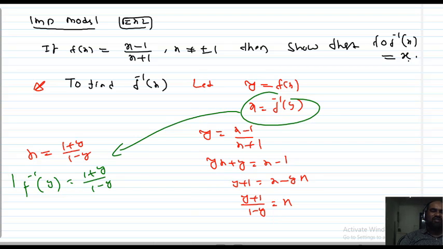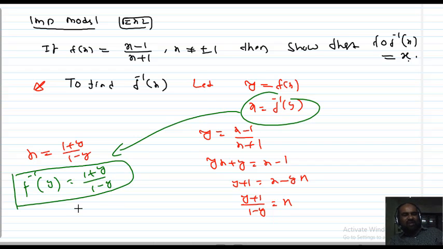Here y is just like a dummy variable only. Instead of y, anything I can write: x I can write, y I can write, k I can write, whatever it may be. But he is asking x, that's why f inverse of x I will write. F inverse of x equals 1 plus x by 1 minus x. Now we have the rule for f inverse of x. Now we have the rule for f of x.